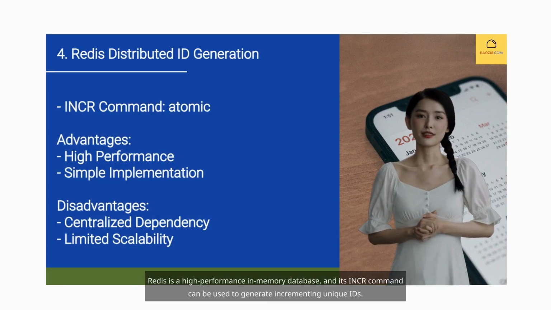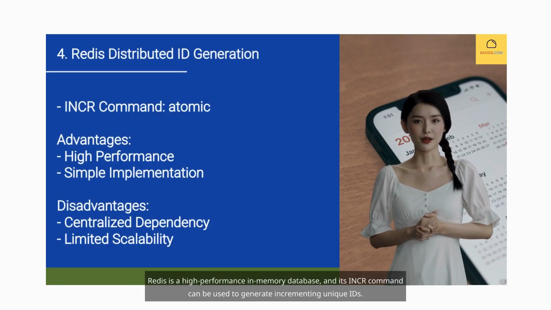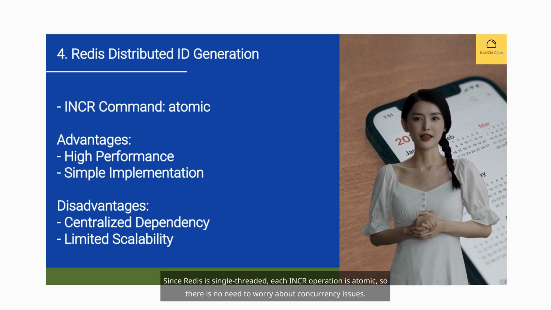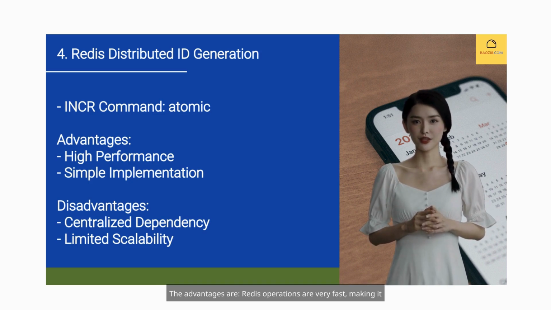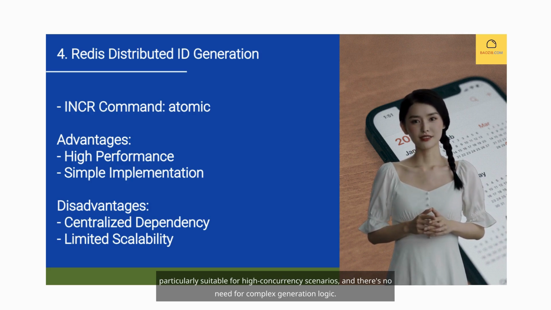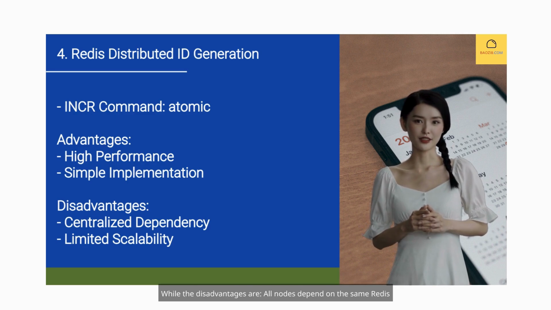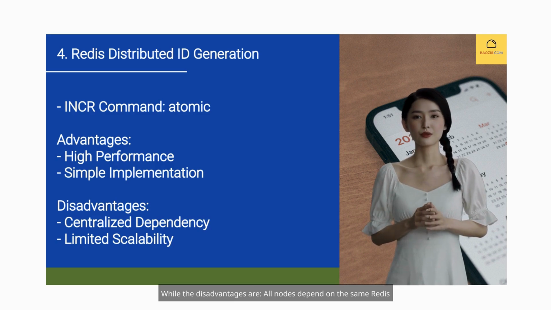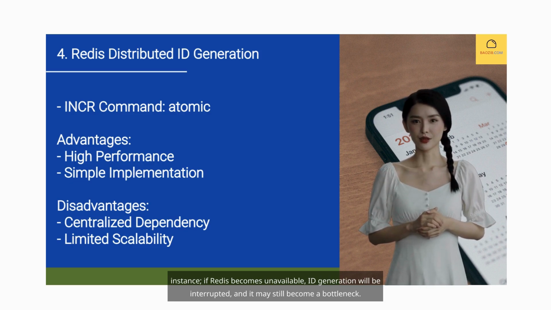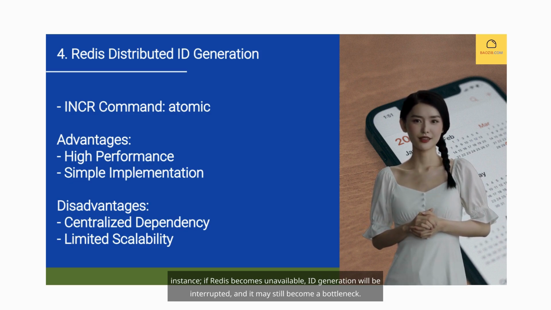Redis is a high-performance in-memory database, and its INCR command can be used to generate incrementing unique IDs. Since Redis is single-threaded, each INCR operation is atomic, so there is no need to worry about concurrency issues. The advantages are: Redis operations are very fast, making it particularly suitable for high concurrency scenarios, and there's no need for complex generation logic. While the disadvantages are: all nodes depend on the same Redis instance. If Redis becomes unavailable, ID generation will be interrupted, and it may still become a bottleneck.